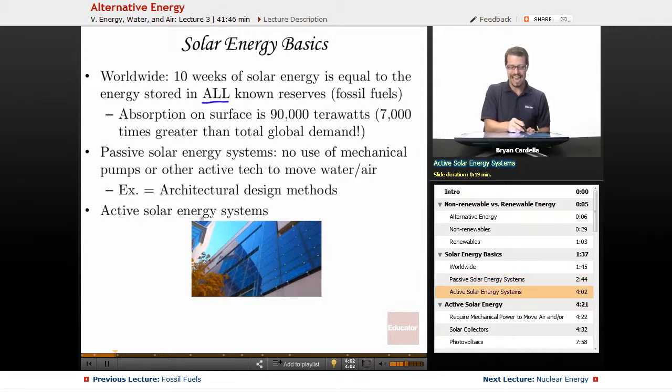And then, of course, there's active solar energy systems like this facade here on the side of the building. Pretty cool. I'm guessing they put it on this side of the building because in terms of where the sun is during the year and during the day, this is the maximum absorption that you're going to get on that side of the building.